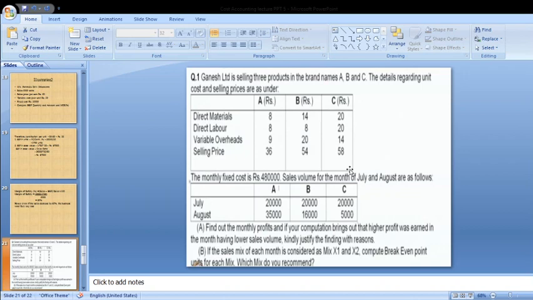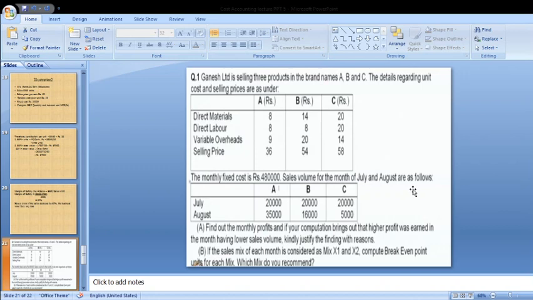You have been asked to calculate monthly profits. So that is the first thing you do. And then we will discuss as to which month has more profits. You can just see that in the month of July, the total sales are 20 plus 20 plus 20, which means 60,000. And in the month of August, their sales have slightly gone down. So let us see which month gives you more profits.